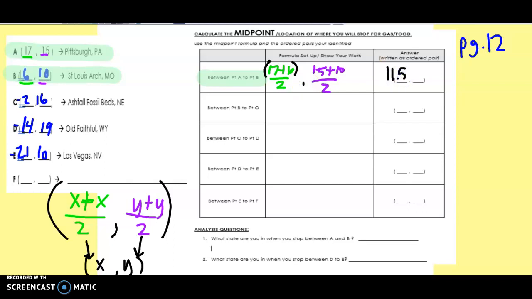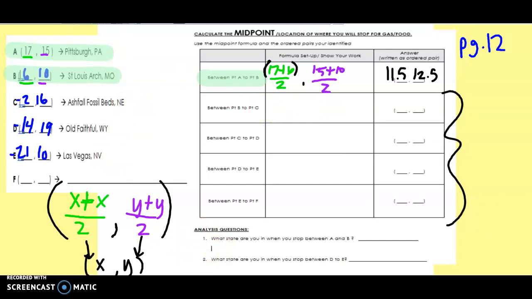Same thing when I do my y's, I'm going to add them up, either using parentheses or just using the equal button. Dividing it by 2, you get 12.5. So you're going to go ahead and do that for B through F. You're going to find the midpoints between all these different stops. Then at the end, there are 2 analysis questions that I want you to take a look at.